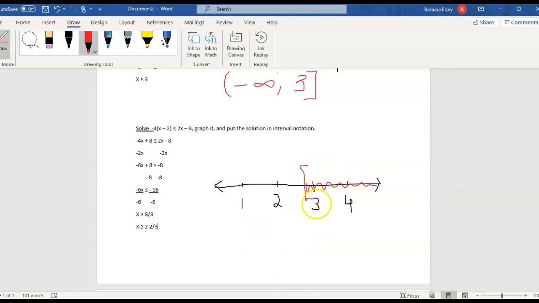We will have left to right, so this bracket is going to come first, and closed bracket, 2 2/3, or we can write it as 8/3 here. And notice that this one goes forever to the right. So forever to the right, we want an infinity symbol. Now remember, always next to infinity symbols, our bracket is open.